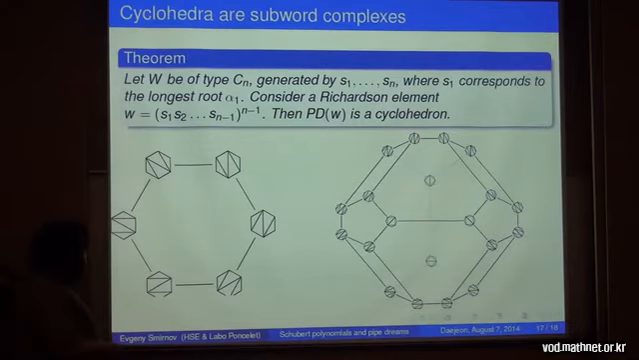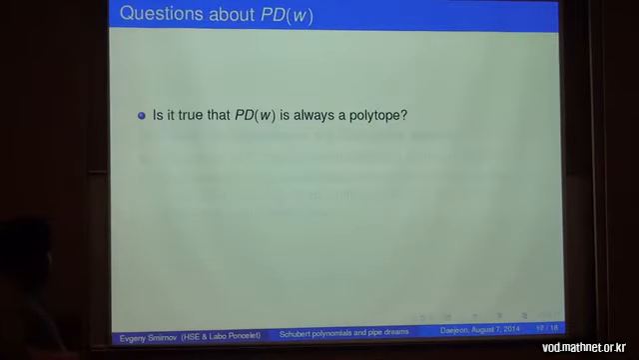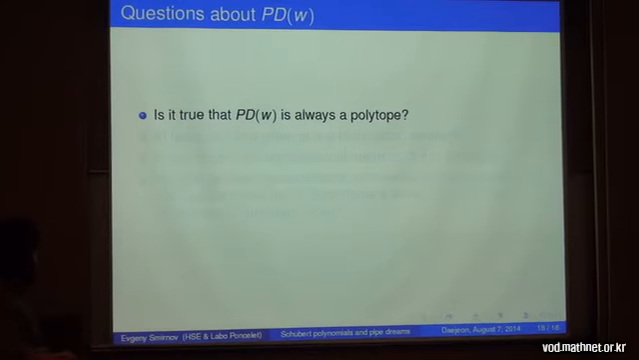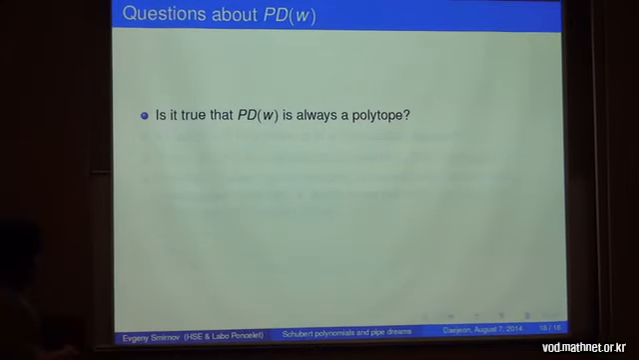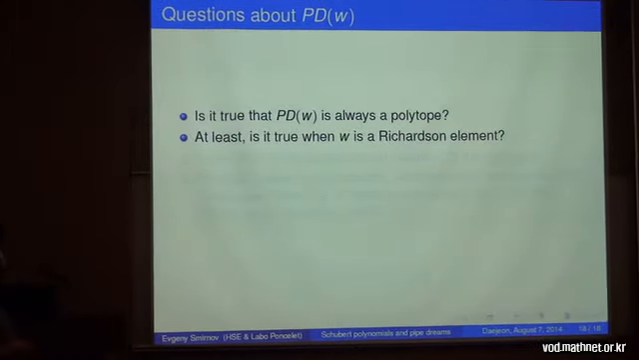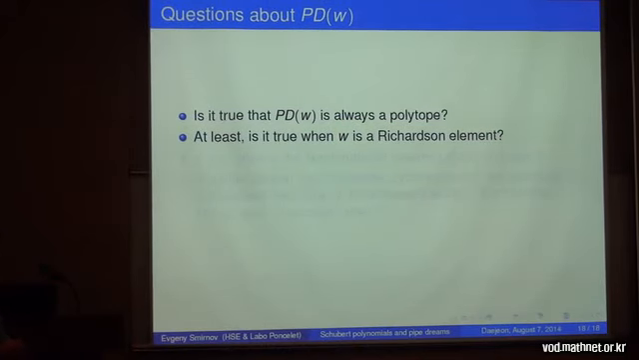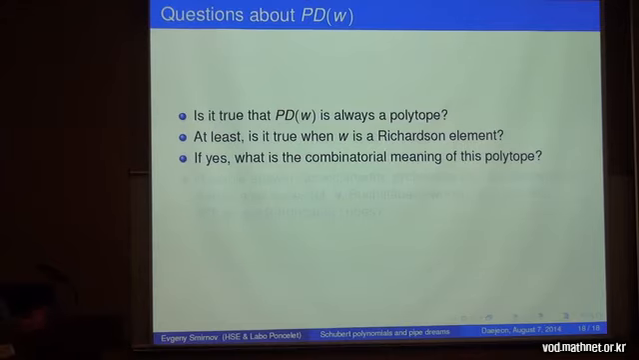Okay, but still you have a bunch of questions. The first question is whether the complex you get is always a polytope, or at least whether this is true when your permutation is Richardson. And we see some nice polytopes as representatives of this family.